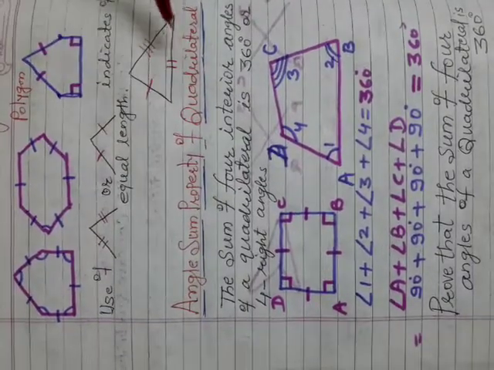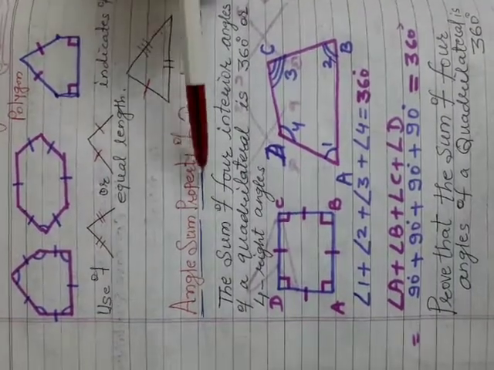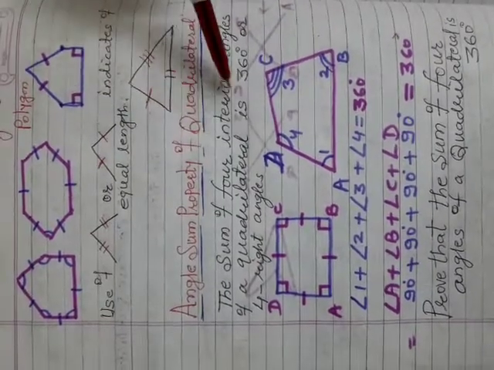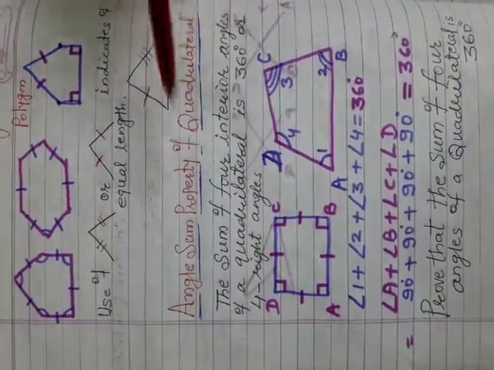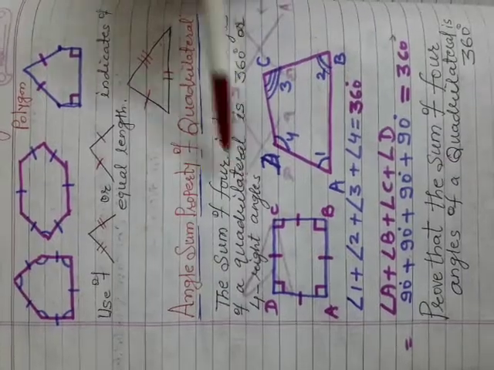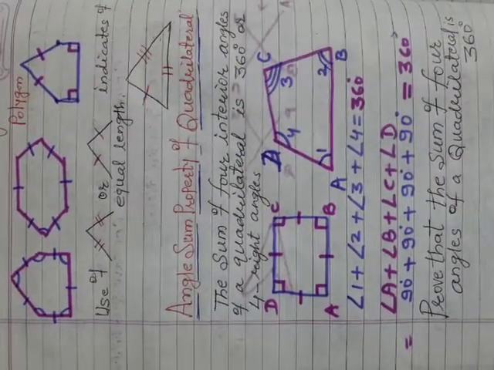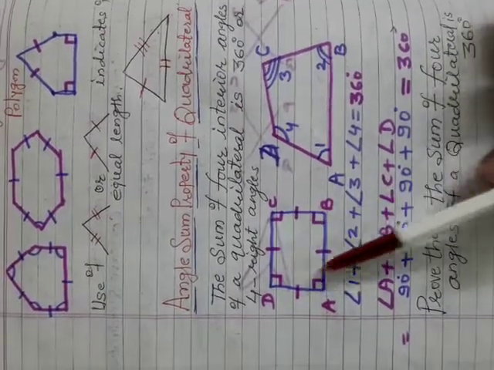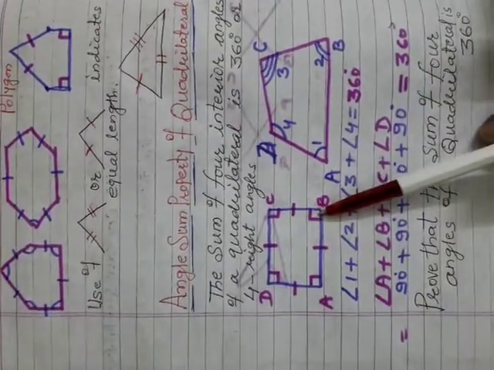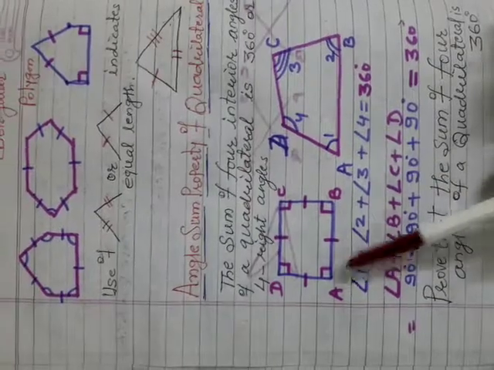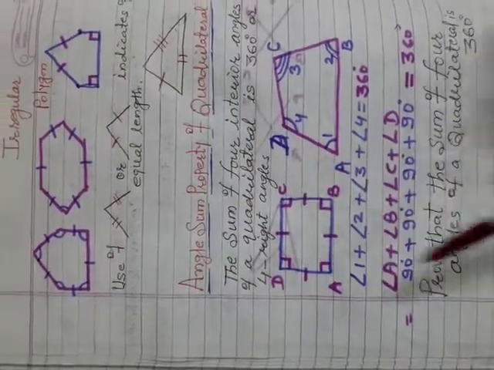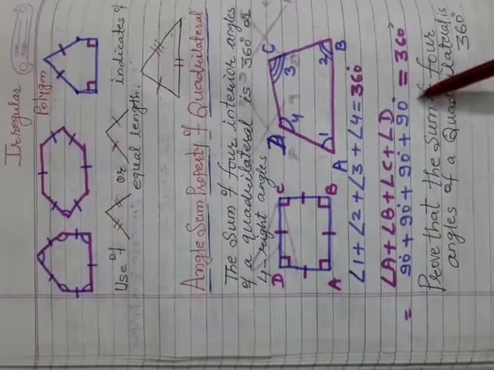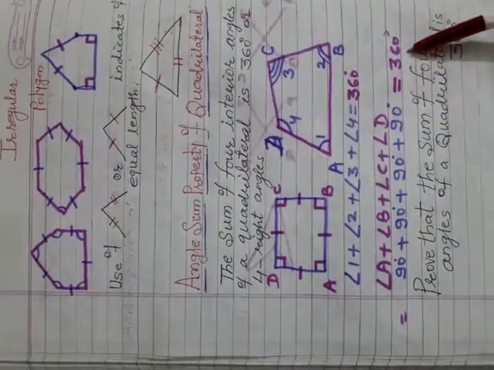Now the angle sum property of the quadrilateral: the sum of the four interior angles of a quadrilateral is 360 degrees, or four right angles. From this example, ABCD is a square in which all sides are of equal measure and all angles are 90 degrees. If I add angle A plus angle B plus angle C plus angle D, each value of the angle is 90, 90, 90, 90. That comes to 360 degrees.